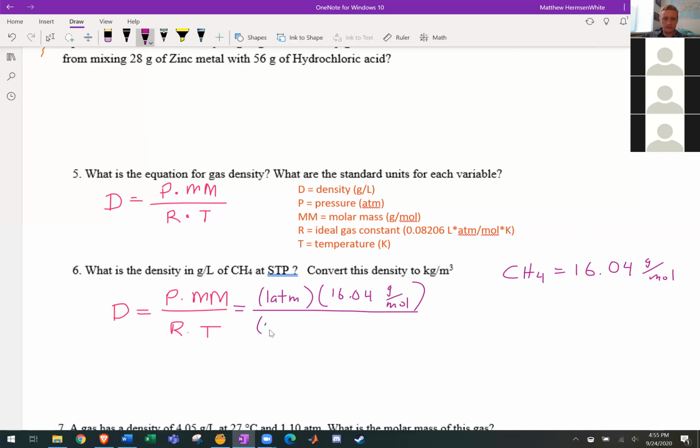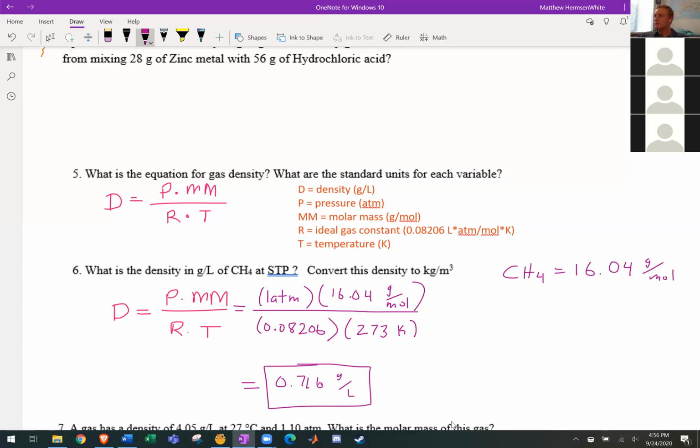The R value is always going to be the same, 0.08206. And then the temperature, once again, is hidden in the STP. So STP means 273 Kelvin. From here, you're just grabbing your calculator and punching it out, and you should get 0.716 grams per liter. So that would be your answer.